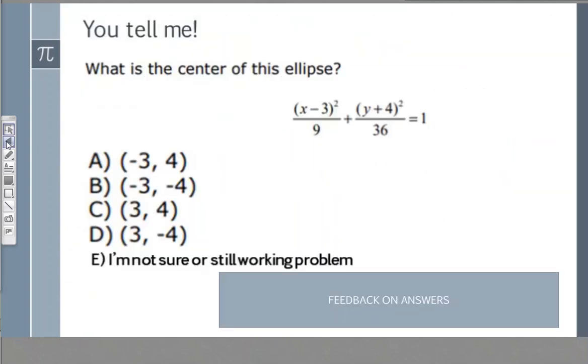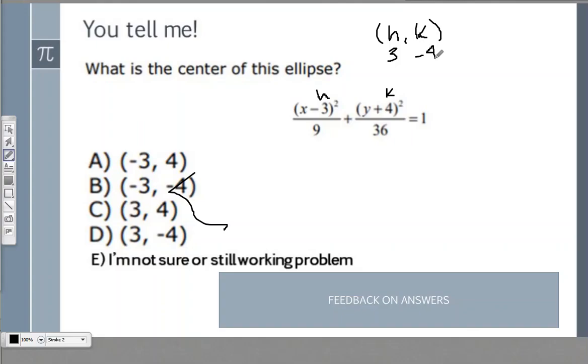You remember that your center, I've got to find my pen. Oh, there we are. Your center, please ignore the squigglies, is h and k. Here's my h, and here's my k. My h is going to be a +3, and my k is going to be a -4. You always switch the signs of what you see. So you should have gotten D as your answer there, and let's see what their feedback says.